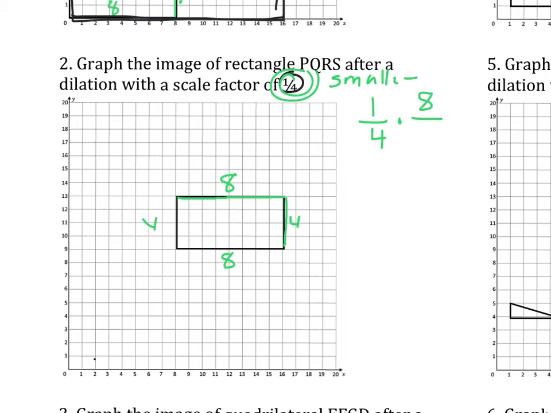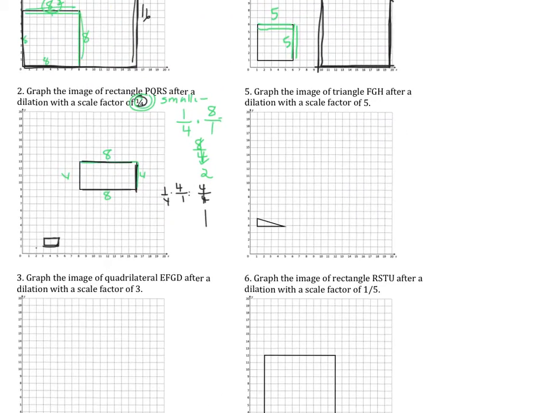So let's try the 8. 8 over 1, which is 8 over 4, and 8 divided by 4 is 2. So one of the sides, the top and the bottom, is going to be a 2. And this is 4 over 1 times 1 over 4, which equals 4 over 4, which is 1. So that means this side is going to be a 1. And that right there would be my reduced scale factor shape. Okay.